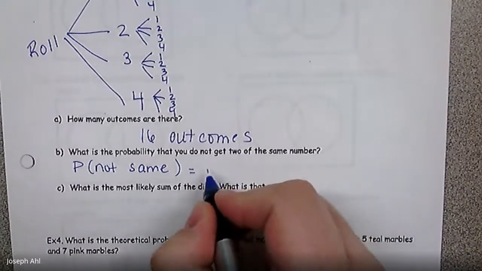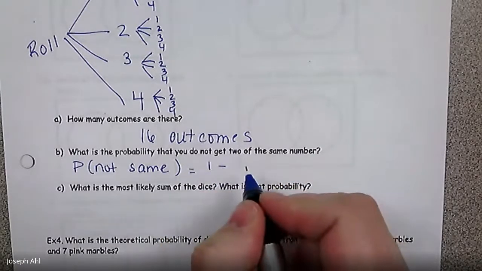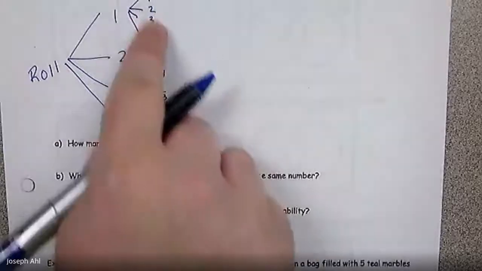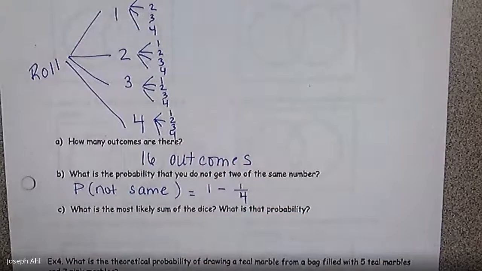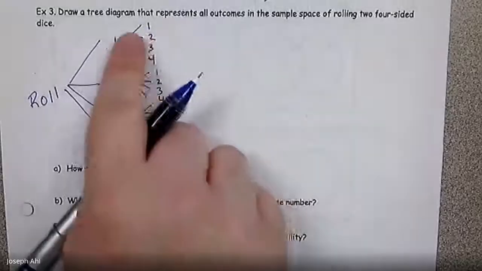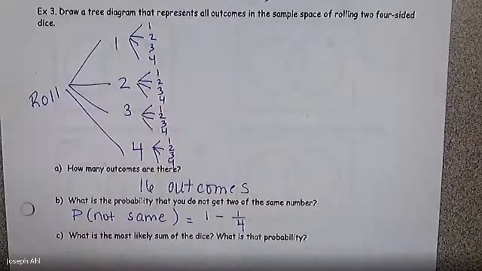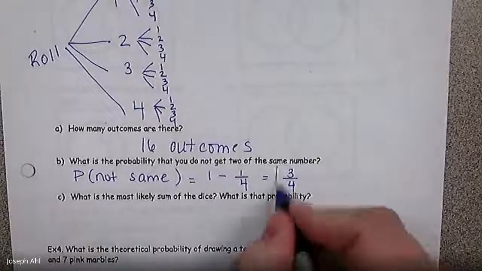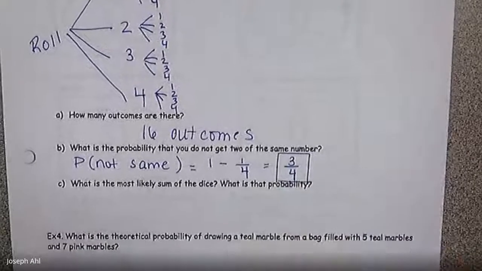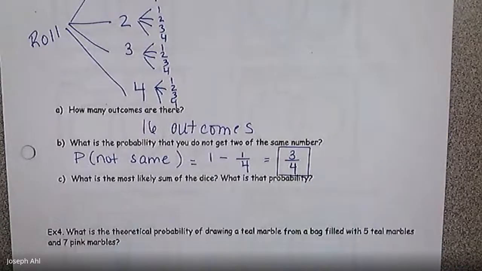Or you can think of it as doing 1 minus all the possibilities where they are the same. So there are 1 out of 4 chance, okay, of getting, or 4 out of 16, right? Of getting the same number twice. So 1 minus 1/4. It's pretty likely that you're going to roll 2 die and that they will not be the same number. About a 75% chance of that happening.